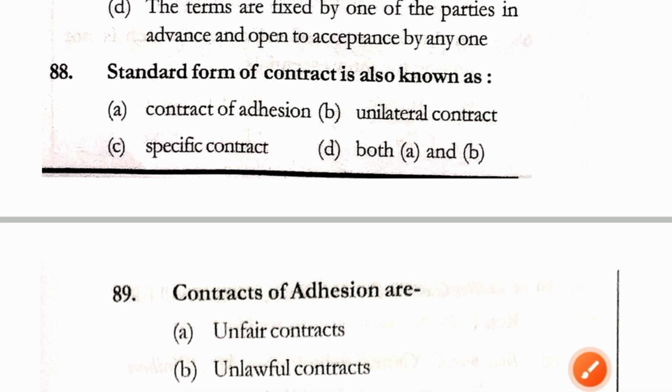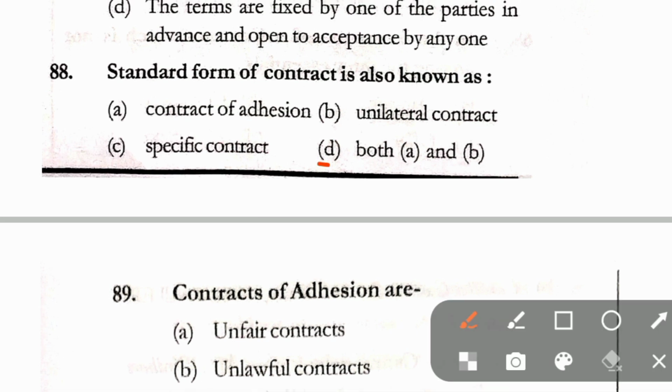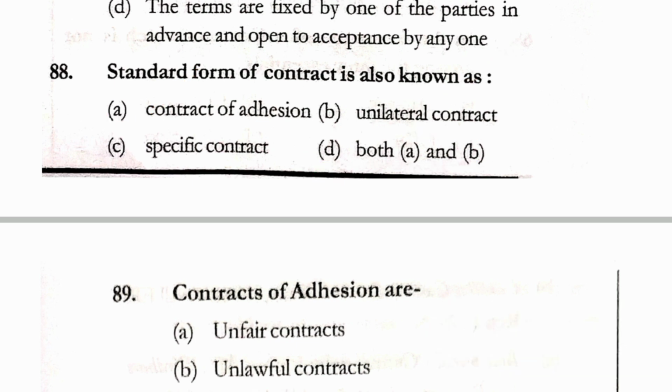Question number 88. Standard form of contract is also known as contract of adhesion, unilateral contract, specific contract, both A and B. Correct answer here is option D, that is both A and B, adhesion and unilateral contract.